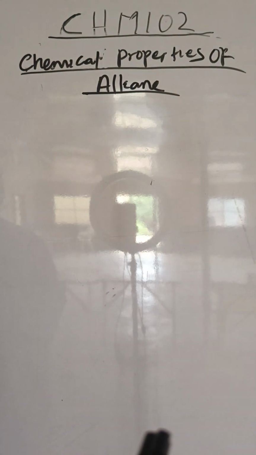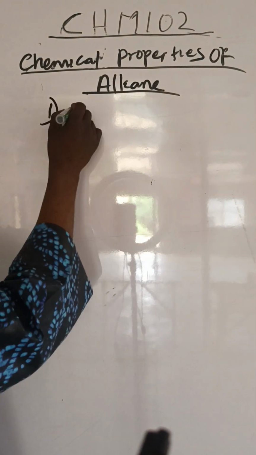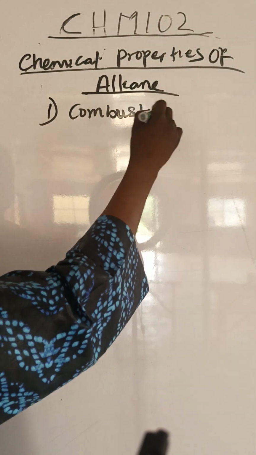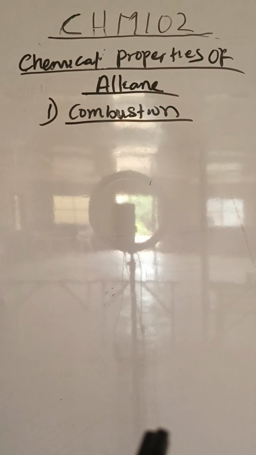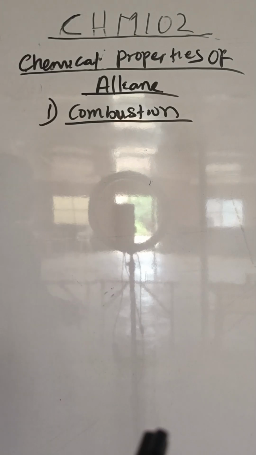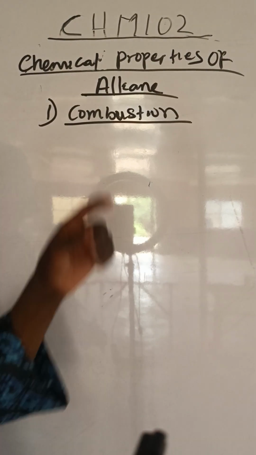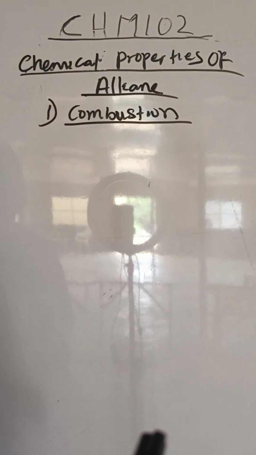Yes, let's talk about chemical properties of alkane. Number one, there is something we call combustion. Combustion is one of the chemical properties of alkane. If you mention chemical properties of alkane, that means you are talking about all the members of alkane, because from the homologous series, all of them have the same chemical properties but different physical properties. Now, I want to talk about the combustion.